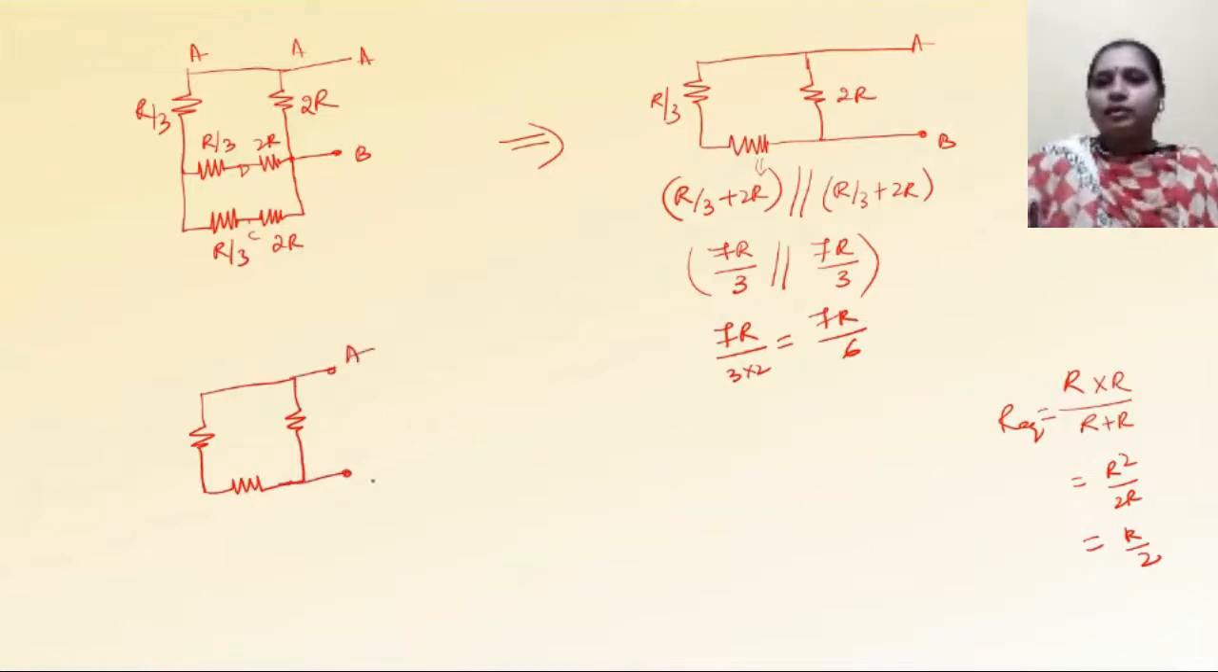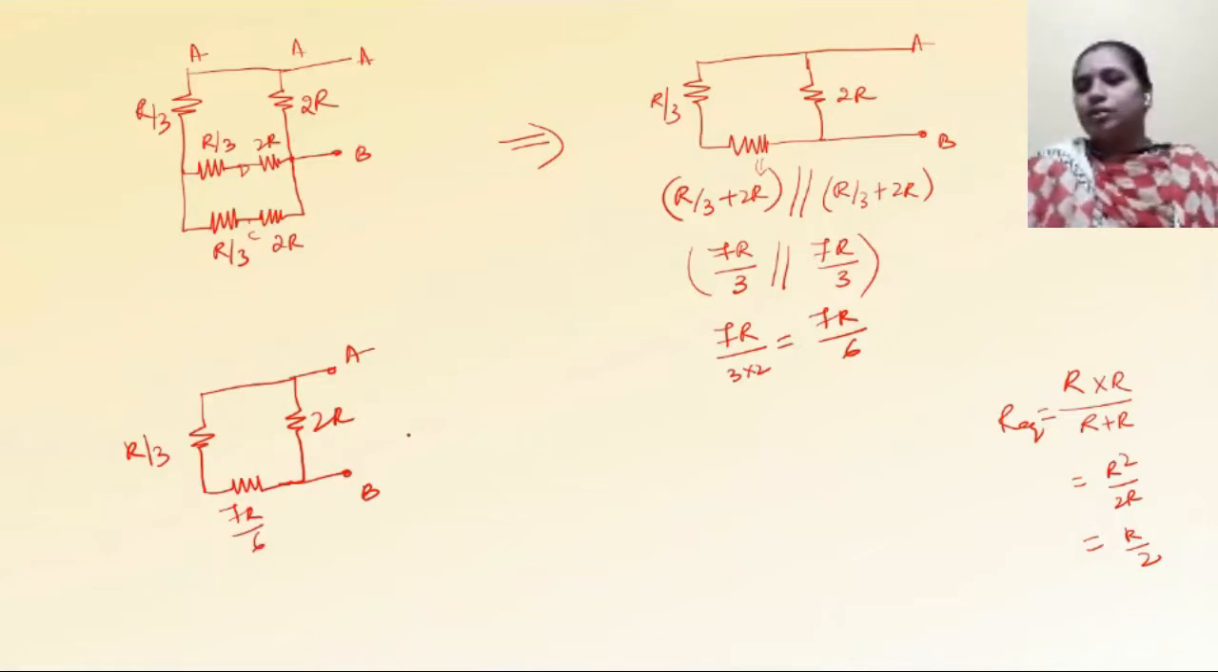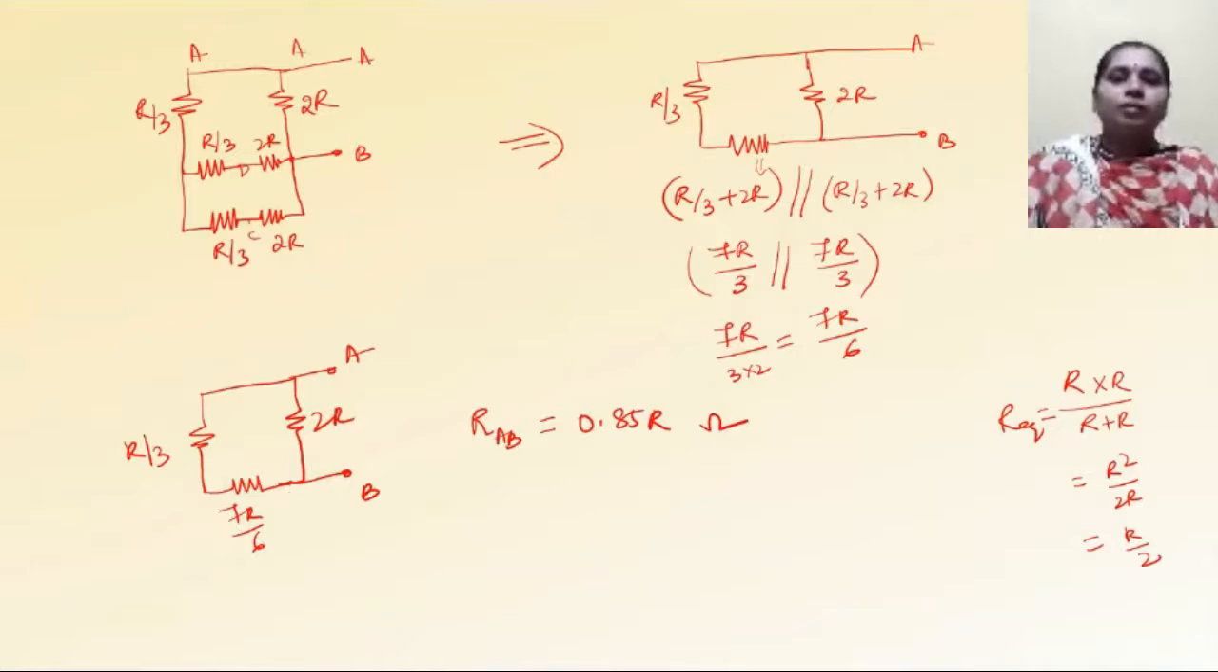This is A, this is B, this is 2R, this is R by 3 and this is 7R by 6. Okay, so after calculation you'll be getting R_AB as nothing but 0.85R ohms. Okay, so 7R by 3 plus R, and 7R by 6 plus R by 3.